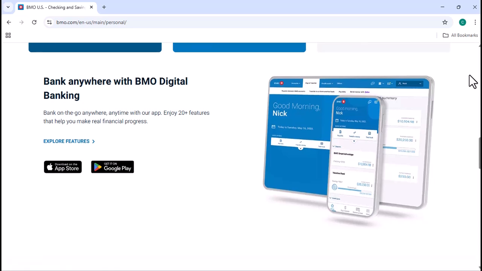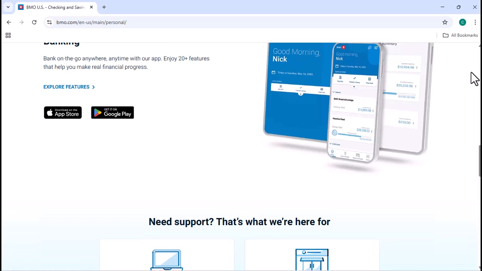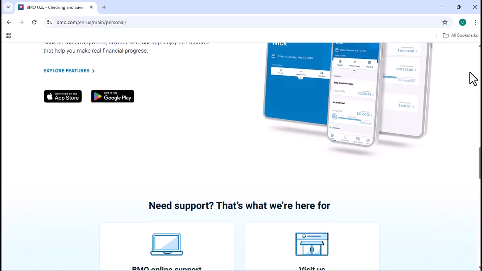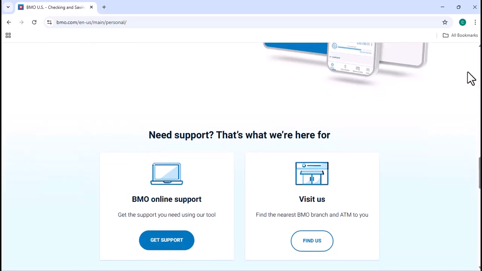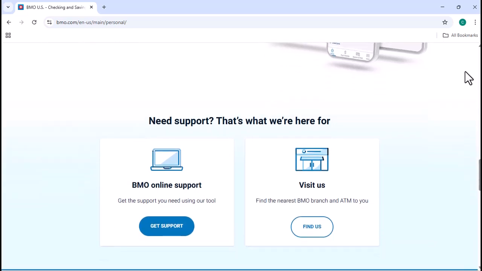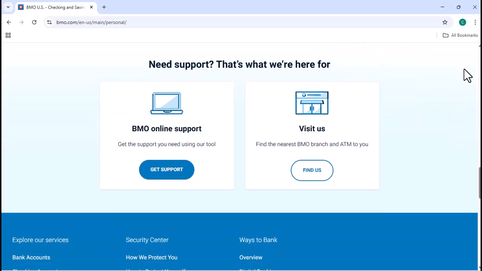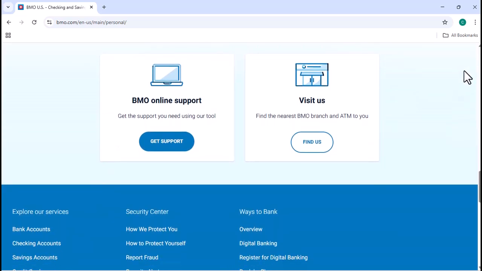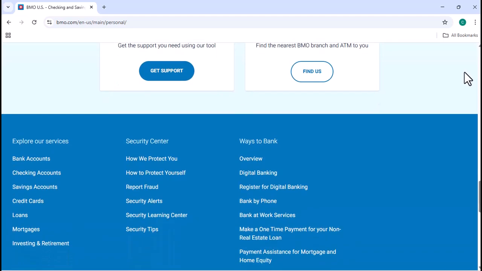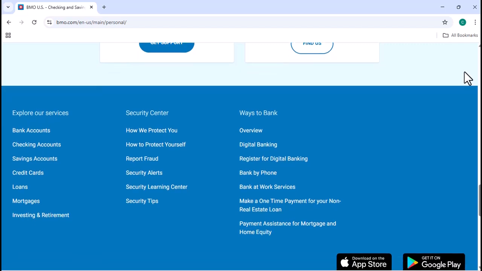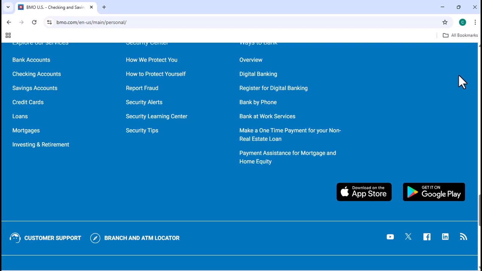The BMO Smart Money checking account has a $5 monthly fee, but it's waived for customers under the age of 25. Beyond the monthly fee, there are other costs to be aware of. Using a non-BMO ATM can incur a fee, typically around $3 per transaction. Overdraft fees are another potential cost. For some accounts, this fee can be up to $15 per overdraft. However, the BMO Smart Money checking account has a no overdraft fee policy.